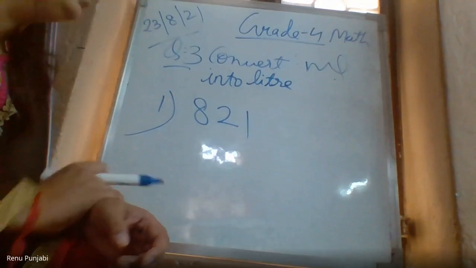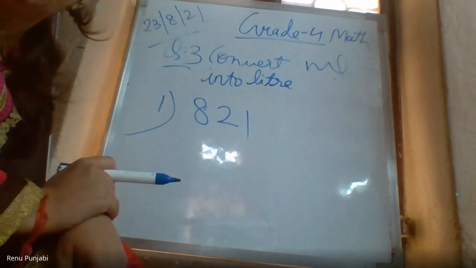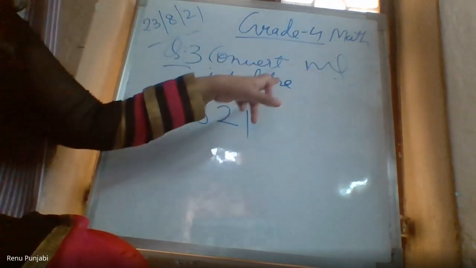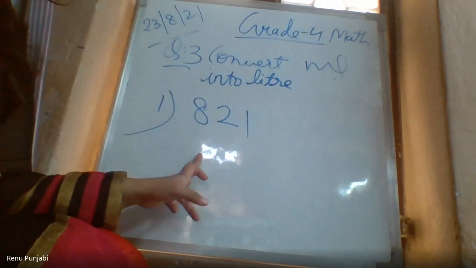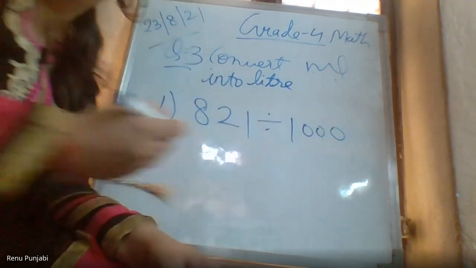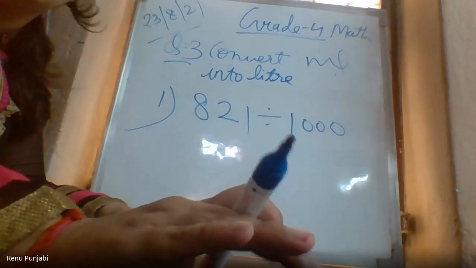When you are converting from a smaller unit, milliliter is a smaller unit, yes or no, students? When you are converting from the smaller unit to the bigger unit, which is liter, you always divide. And from which number do you need to divide? Divide it with 1000. Harsh Keshwani, I hope you are writing.